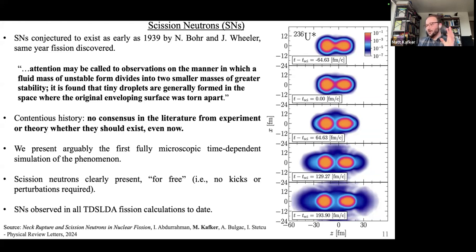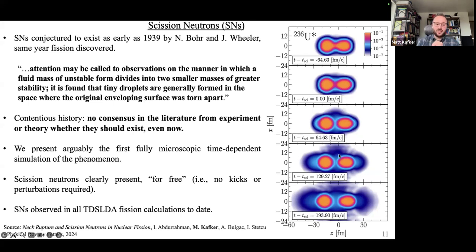So people have been actively publishing on the topic of scission neutrons for over 85 years. And it's a contentious history. No consensus in the literature from experiment or theory as to whether scission neutrons should exist even now. So here we're presenting arguably the first fully microscopic time-dependent simulation of the phenomenon. Fully microscopic will mean different things to different people, but let's call it highly principled microscopic calculation here.